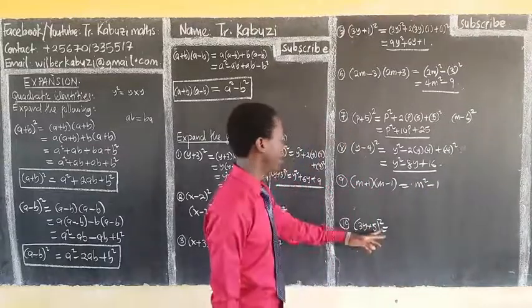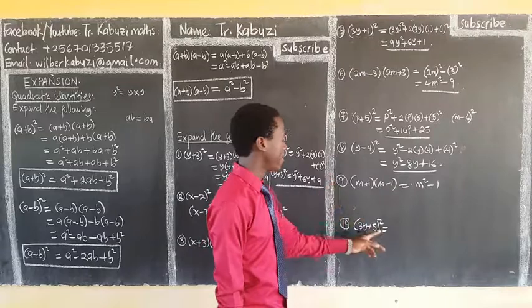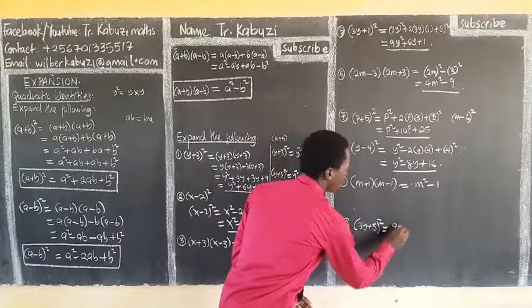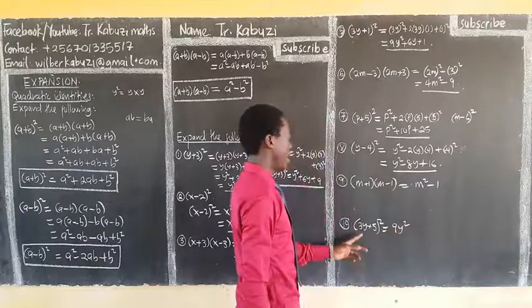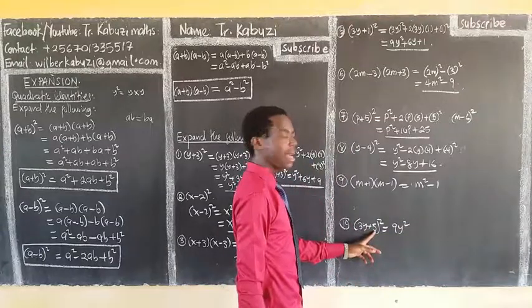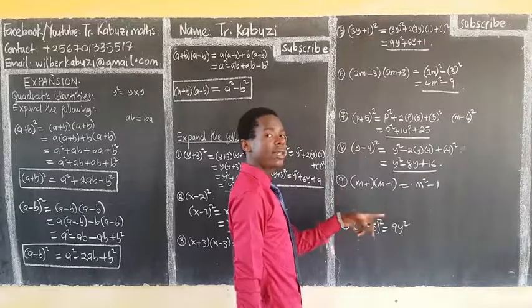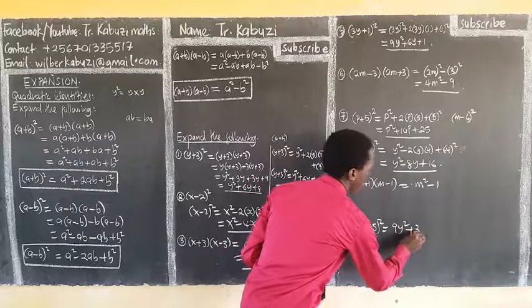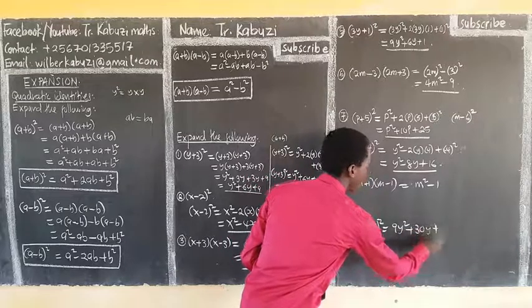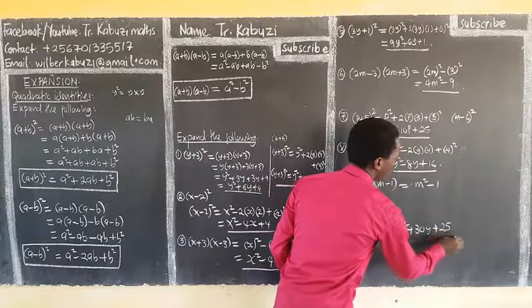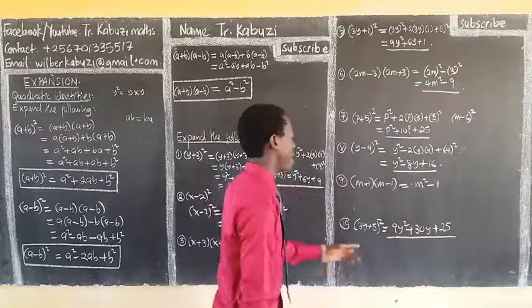Then this one, now let us do it in one step. When you square 3y, you get 9y squared. Then this and this, 3 times 5, that is 15y. Then by 2, so 15 times 2, we get 30y. Then plus, when you square 5, you get 25. As simple as that.